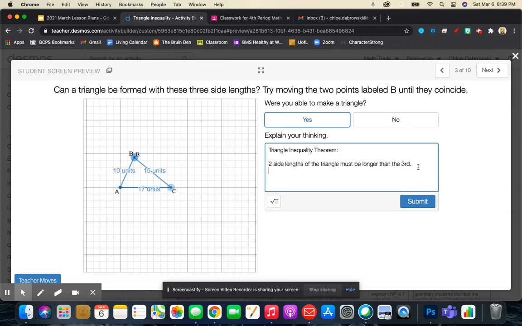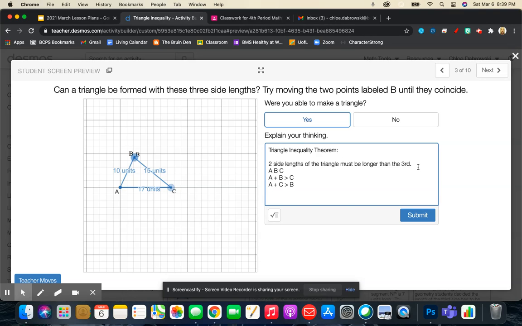So what this theorem states is that if you have sides A, B, and C, so we have a side length A, a side length B, and a side length C, A plus B has to be greater than C. A plus C has to be greater than B, and B plus C needs to be greater than A. And I think those are the only 3 choices. So no matter what 2 side lengths you pick on your triangle, if you add 2 of them together, they have to be greater than your third.